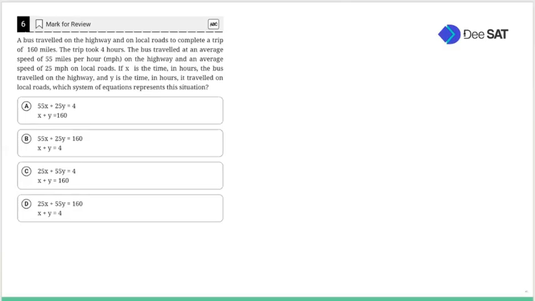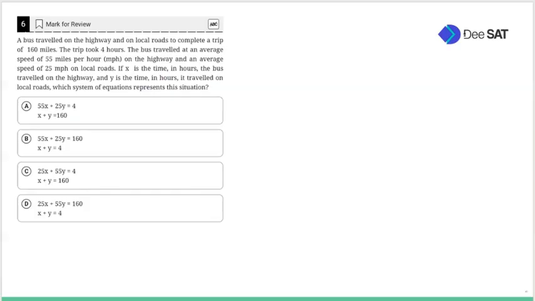So there are two kinds of roads given, highway and local roads. If x is the time in hours the bus traveled on the highway, and y is the time in hours it travels on the local roads, which system of equations represents this situation? All you need to do is understand the variables, understand the basic interpretation, and then convert the language back to equations. That is the only thing that needs to be done.